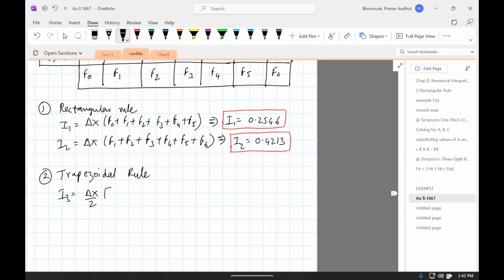Delta x divided by 2. The first one has no 2 in it, but then we have 2 for F1, F2, F3, F4, F5, and the last one doesn't have a 2 in it.